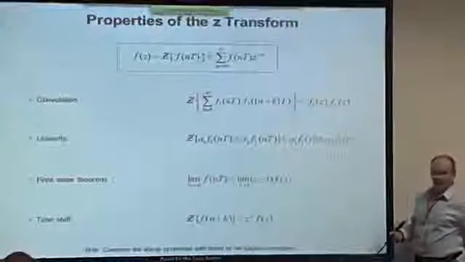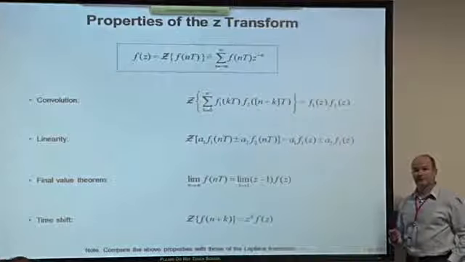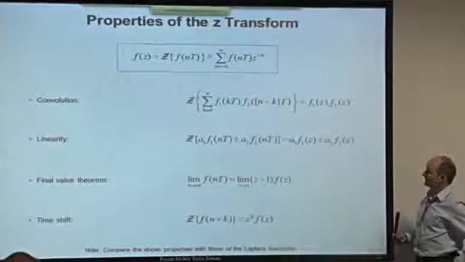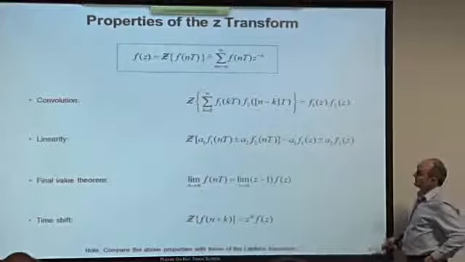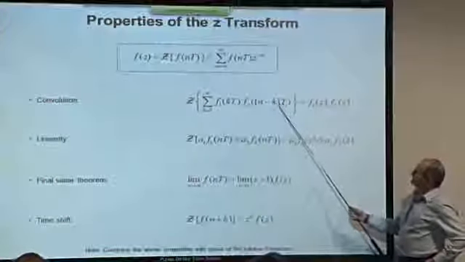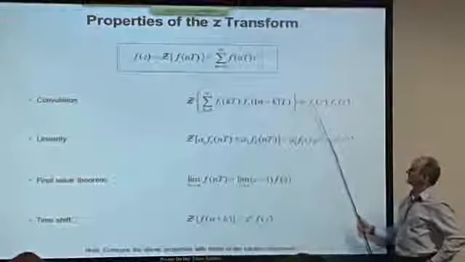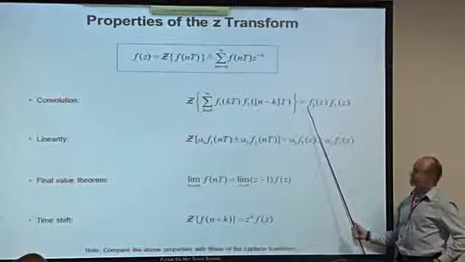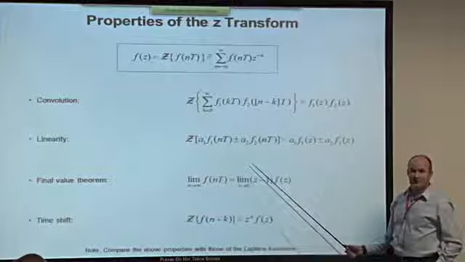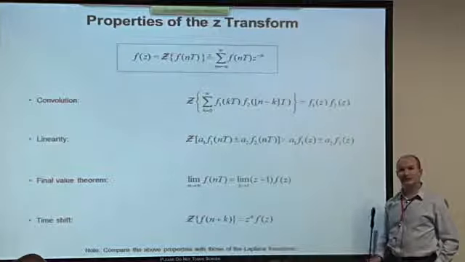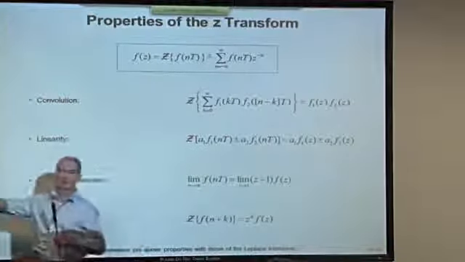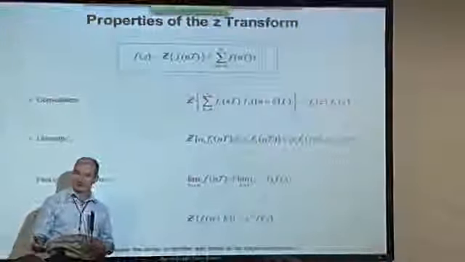Now, the Z transform has 4 properties which are identical to those of the Laplace transform. The Laplace transform has many others, but we looked at these 4 earlier. The convolution property still applies. We can replace the convolution summation with a multiplication of 2 Z transforms. The Z transform also obeys the principle of superposition. It's a linear transformation. Even though the relationship between the Laplace transform and the Z transform is nonlinear, both of them are linear in their own rights.